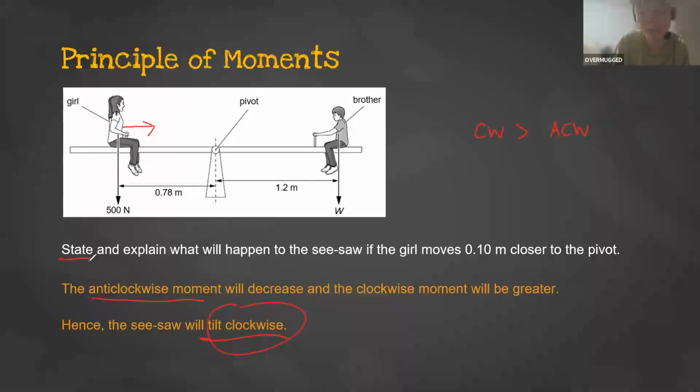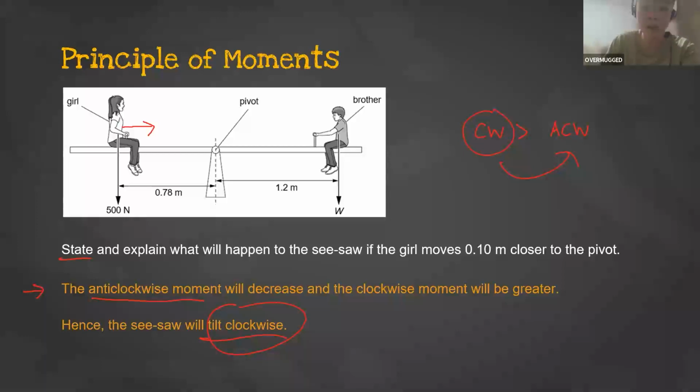This is the state. You need to write the first one for the explanation. State what happened to the seesaw: the seesaw will tilt clockwise. Why does it tilt clockwise? Because the clockwise moment is greater than the anti-clockwise moment.